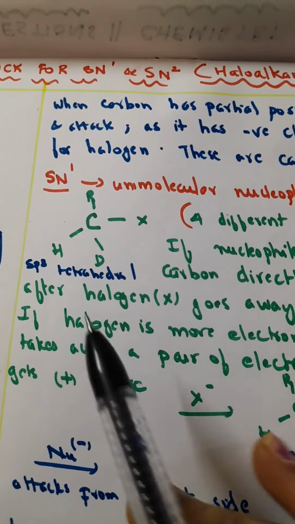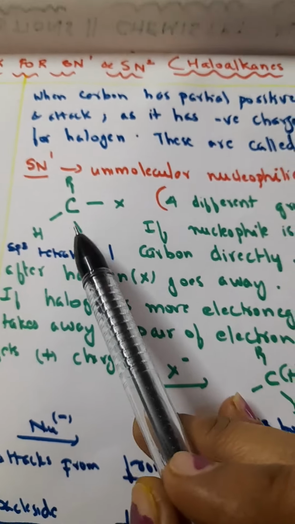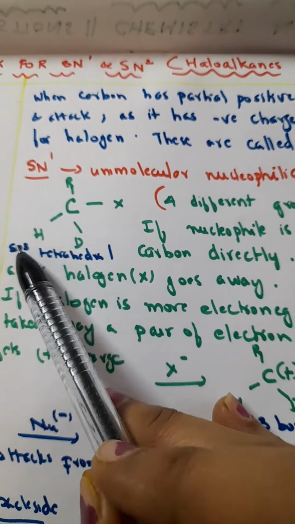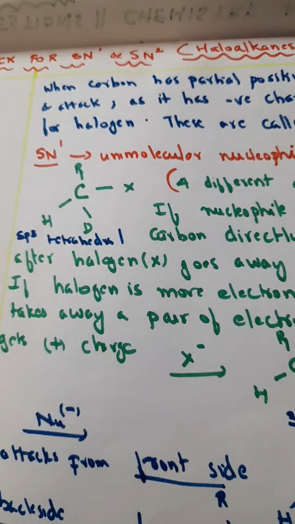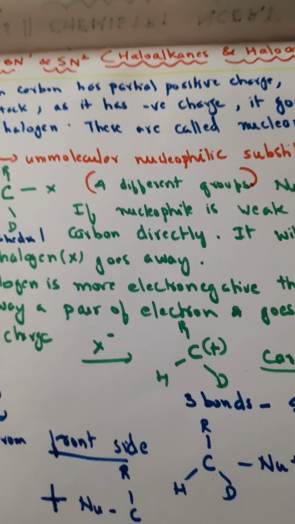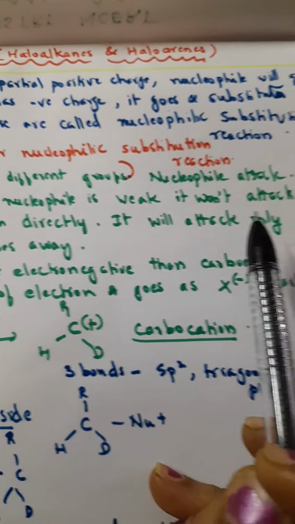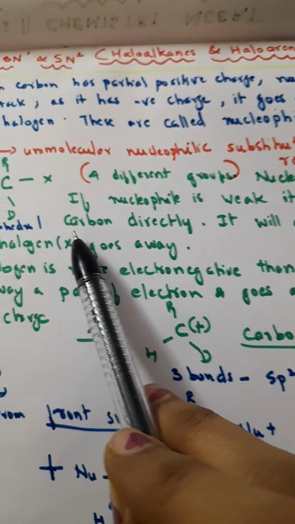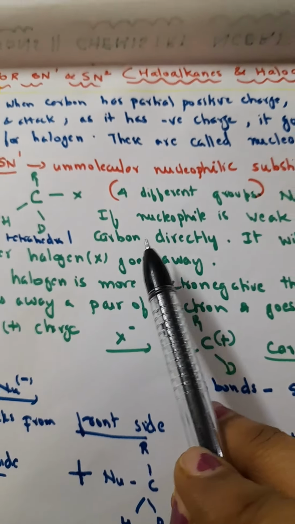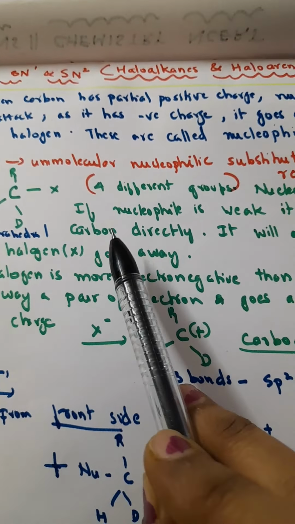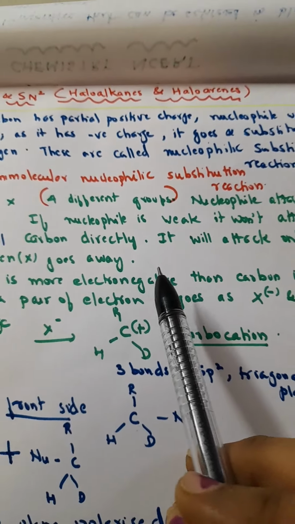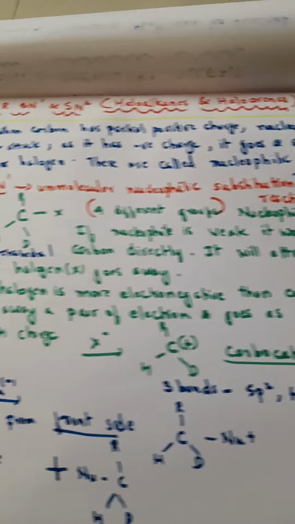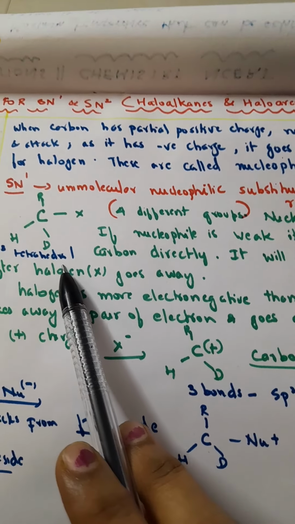Now let us consider another case, like see, carbon has 4 different groups attached to it. Okay, what are they? R, H, D and X. Let it be like that. So here the nucleophile attack will happen. Suppose in such a case the nucleophile is weak, then if the nucleophile is weak, it won't attack the carbon atom directly.